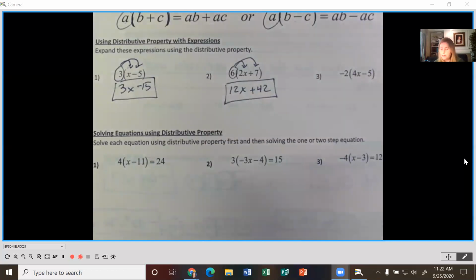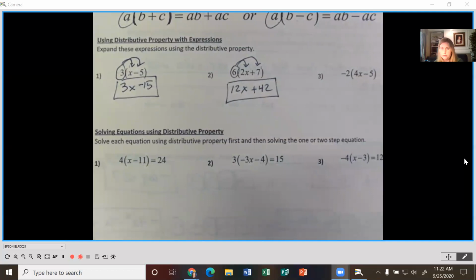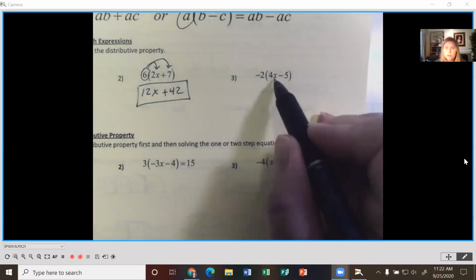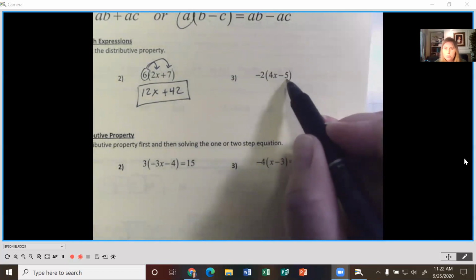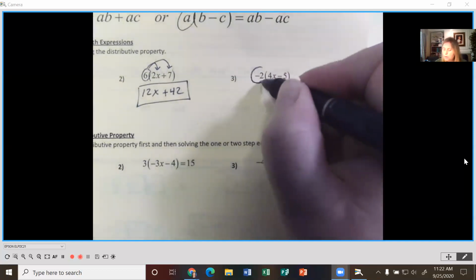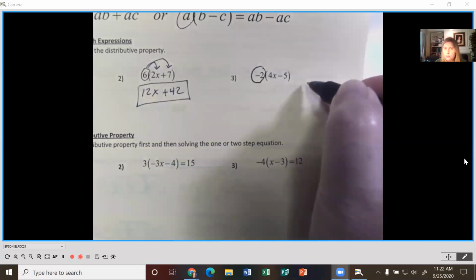Then number 3, we need to be more careful because we have a negative. And the most common mistake that kids make is they multiply the first number in the parentheses by a negative 2, and they multiply the second number in the parentheses by a positive 2. That's a very, very common error. So make sure that whatever you have out here, everything inside of the parentheses gets multiplied by that same value.